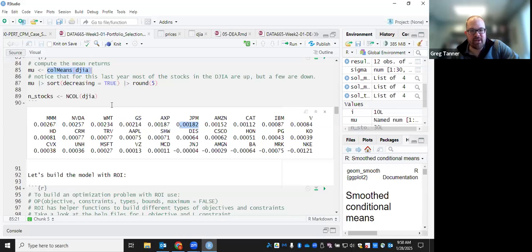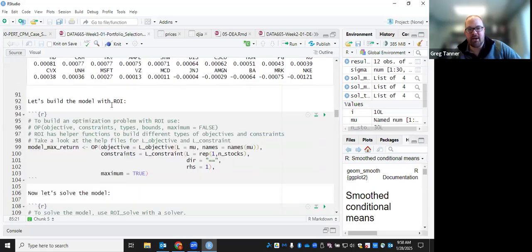So let's go ahead and build the model in ROI. And what I encourage you to do is look through a little bit of the help for ROI. But the main way that we build an optimization problem is with this OP function. That's how we build our optimization function. And the things that we put into that optimization function are an objective, constraints, types of variables. They default to be continuous variables, but if we want to change the type of variable, we can change that.